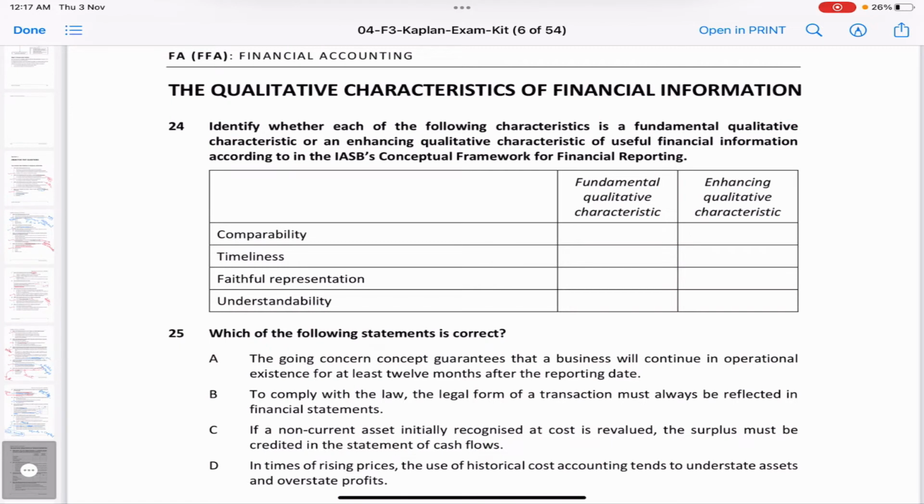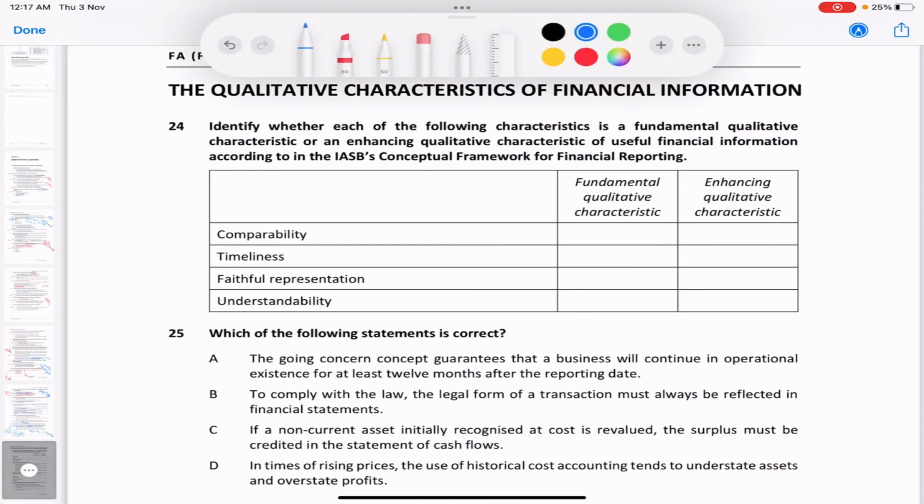Okay, the qualitative characteristics of financial information. So we need to identify whether each of the following characteristics is fundamental qualitative or enhancing qualitative, if you can recall the topic. So let's start. Oh, sorry. Yeah. So let us start with it. Comparability. What was comparability? Was it fundamental or enhancing?